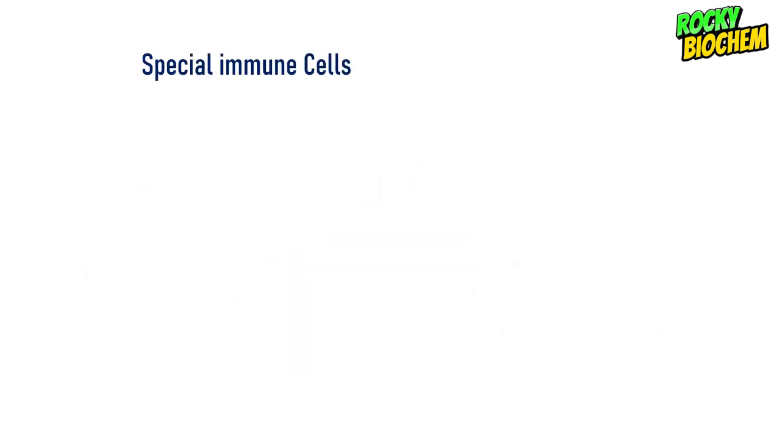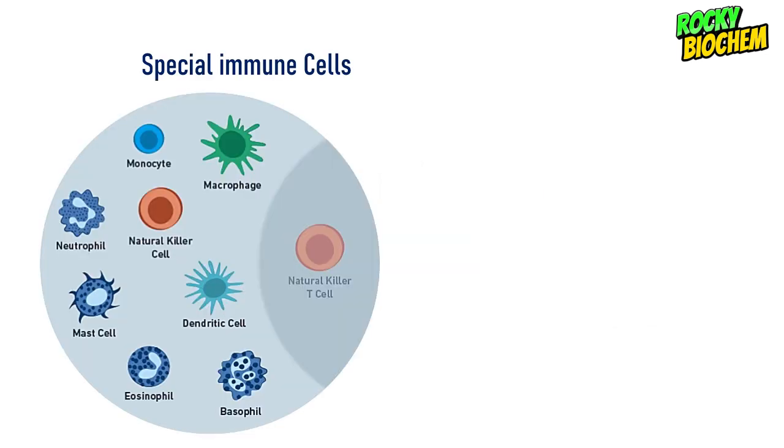So we also have some special immune cells like the monocytes, the macrophages. We have the mast cells, dendritic cells, eosinophils, and basophils. All these cells too have an important role to play in killing invading microorganisms. So eosinophils and basophils, for instance, can kill parasites that land in the body, and neutrophils and macrophages can engulf those invading bacteria, and natural killer cells too can kill viruses that invade the body.